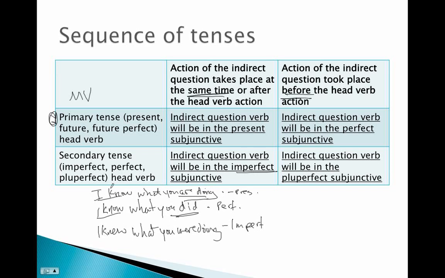And finally, if our main verb is past tense, secondary, I knew, but the action of the question took place before the head verb action, I knew what you had done, then we're going to be using the pluperfect subjunctive.